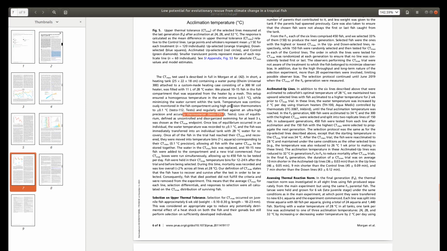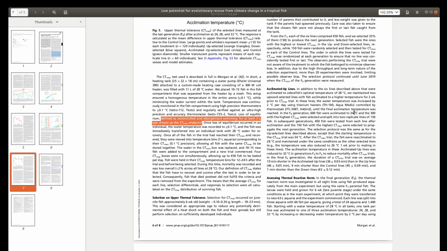until the fish exhibited behavior consistent with loss of equilibrium, which is defined as uncontrolled and disorganized swimming behavior for at least 3 seconds. And that was an indication of the limits of their thermal tolerance. As soon as they started to swim like that, the assumption was this fish has reached its limit of thermal tolerance. Right, so they performed this test on all the fish, every generation.